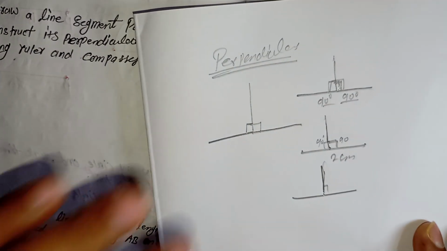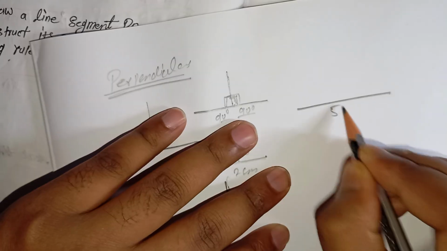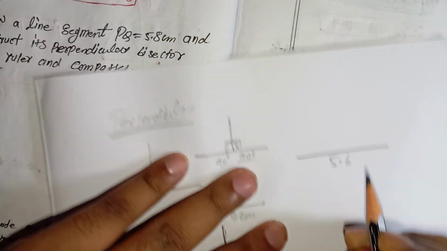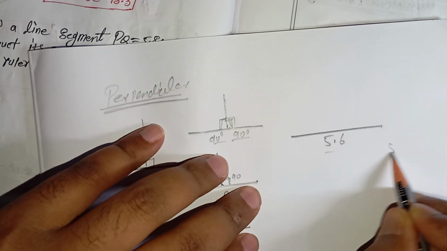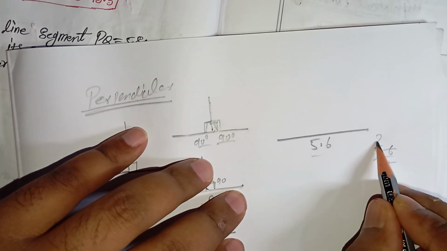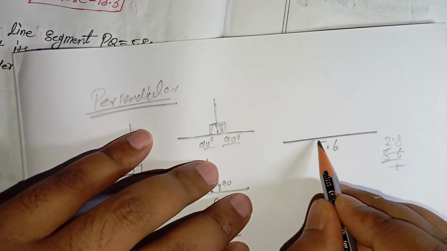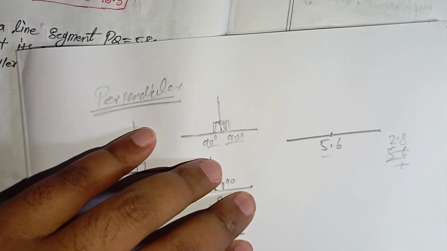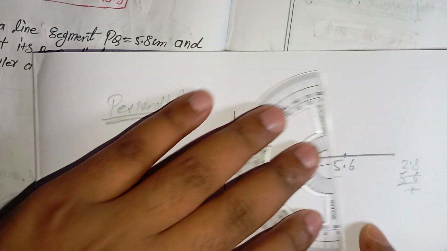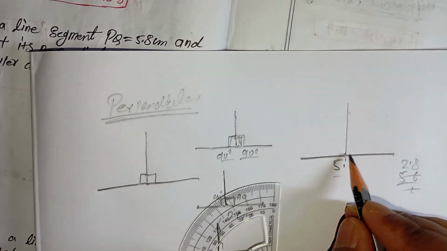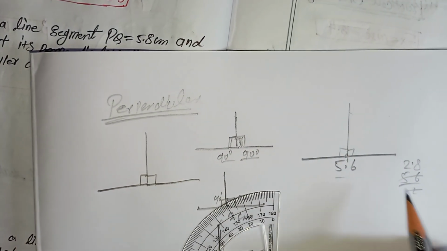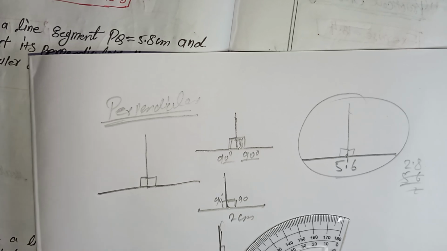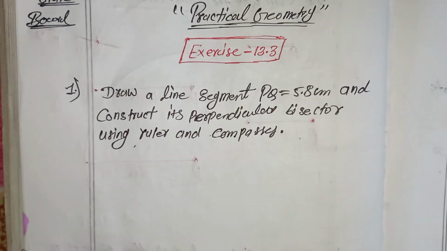Perpendicular is simple. Let's suppose this is a 5.6 centimeter line. Now, what is half of 5.6? If you convert, it is going to be 2.8. Let's suppose this is 2.8 in this one. If you draw a straight line like that, this is 90 degrees here and 90 degrees here. This is called perpendicular. I hope you understand it.